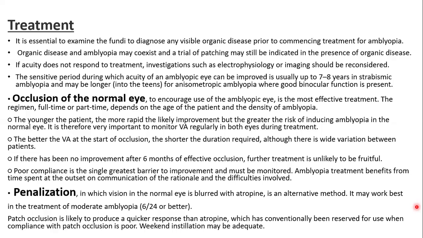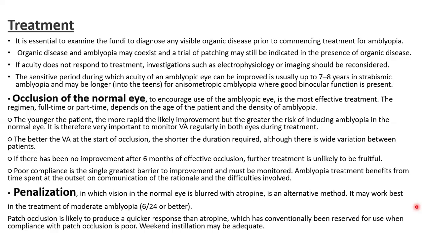Okay. Severe amblyopia. How will you define severe amblyopia? If the vision is less than 6/60. Yes, less than 6/60. And moderate? 6/24. Better than 6/60 and less than 6/18. And mild amblyopia is better than or equal to 6/18.